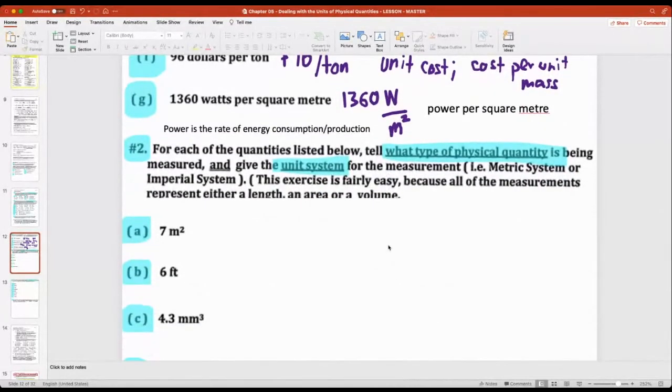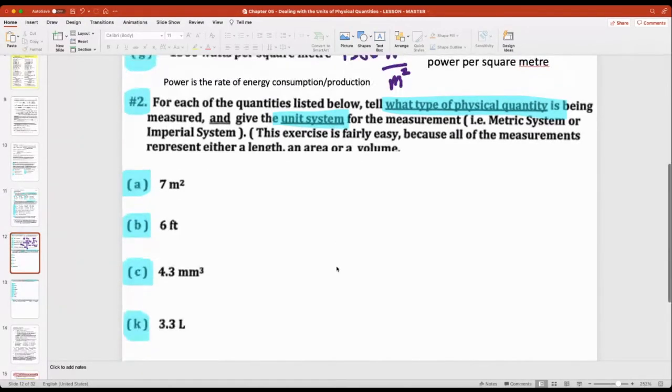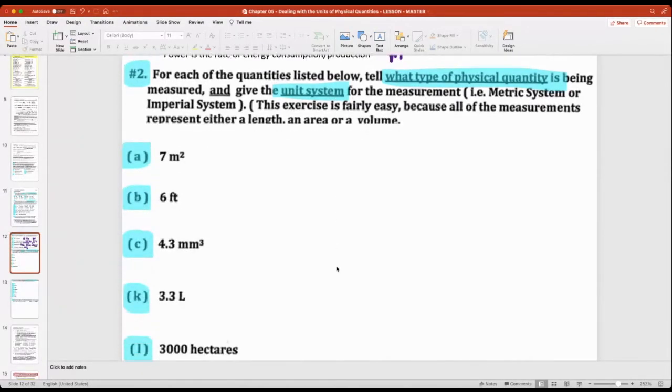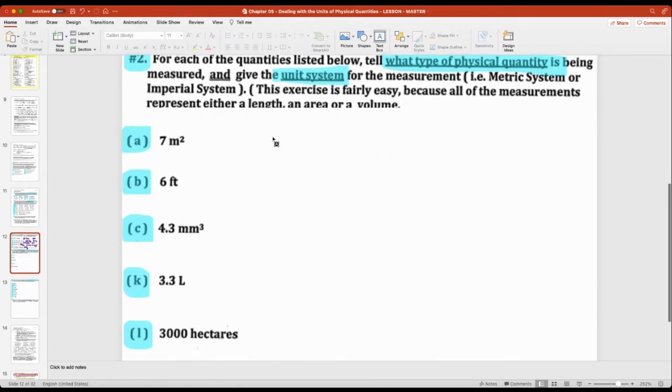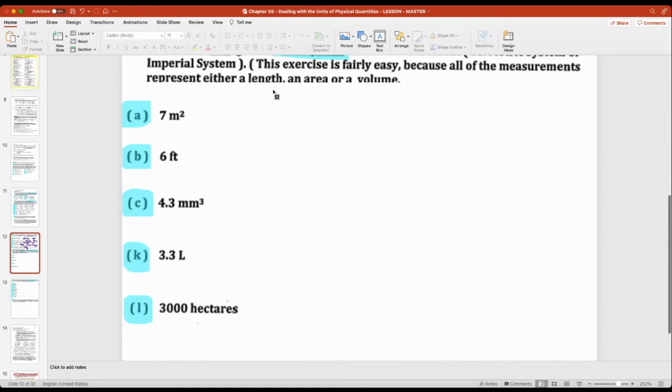As I mentioned to you, we're not looking to do too many dangerous things in this first section. Just having some familiarity with the different units and not getting too stressed out about these calculations or communication. For each of the unit quantities listed below, what type of quantity is it, and give the unit system. I'm going to type these ones probably faster than I was trying to scribble that with my pen.